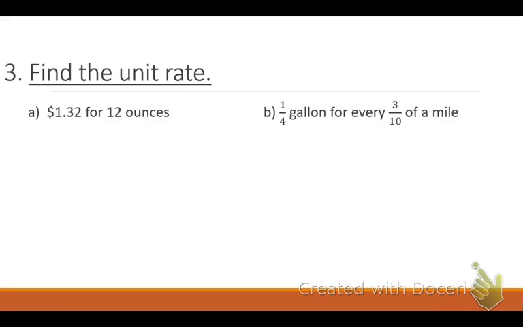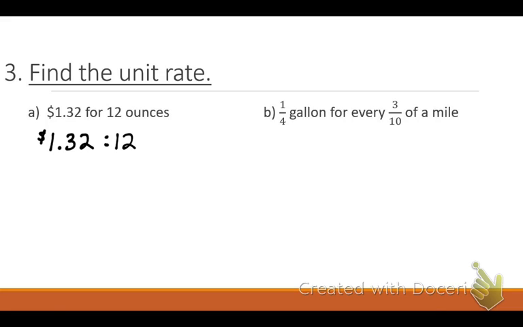Next problem for today. It says find the unit rate. How have we been doing this? We've always started with the first one, and then we divide the second one. So what this is saying here is $1.32 for 12 ounces. So what do you think that I should do? Kaylee? Put 1.32 to 12. Okay, she says put it to 12.